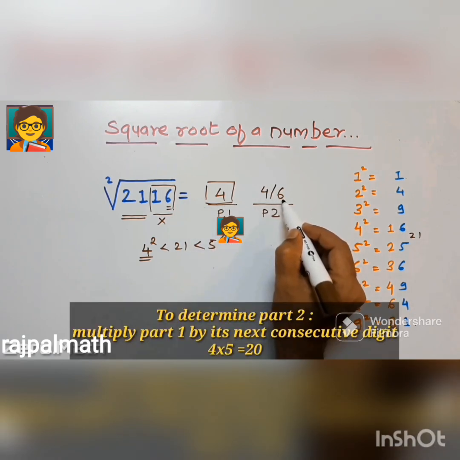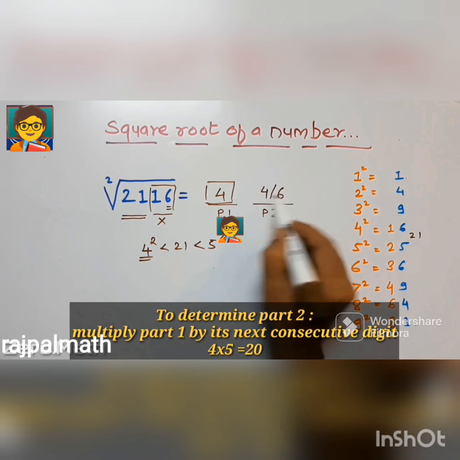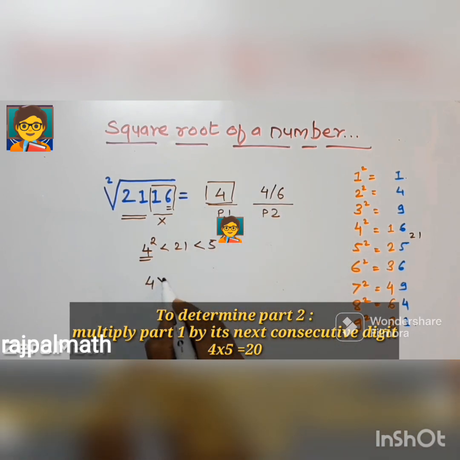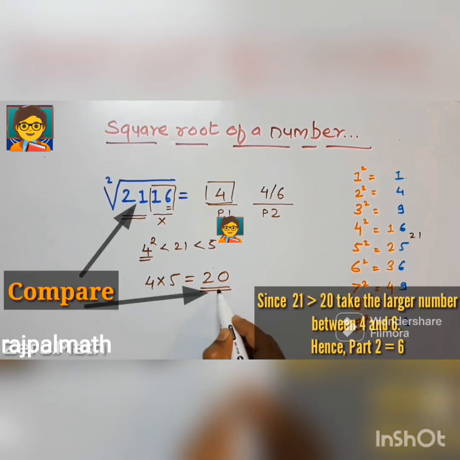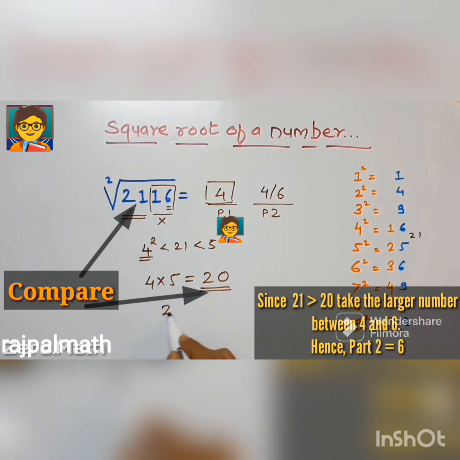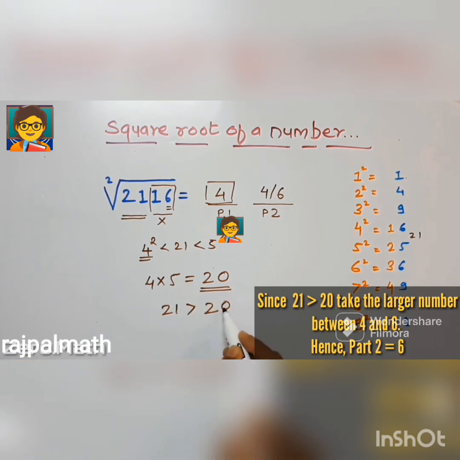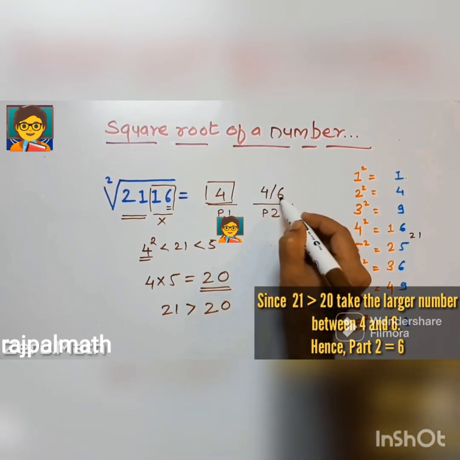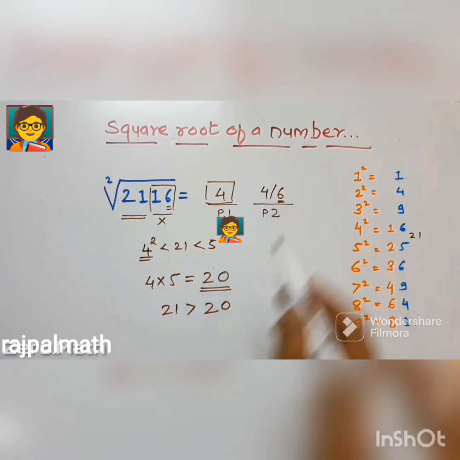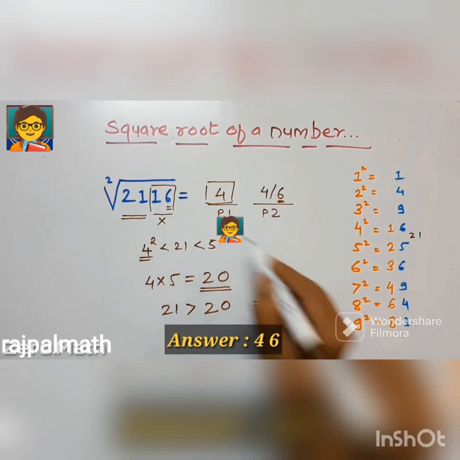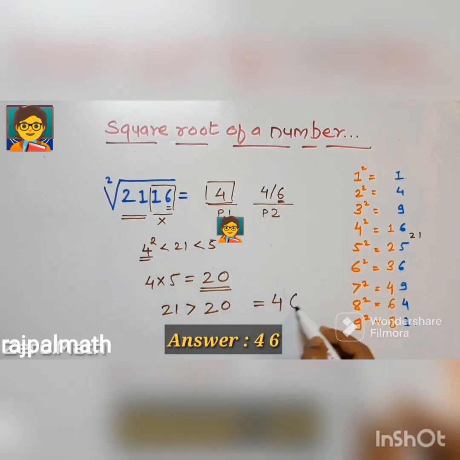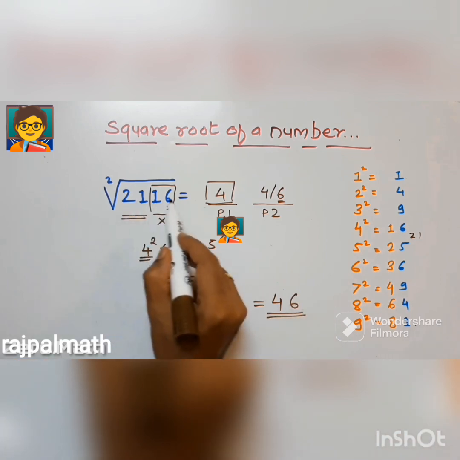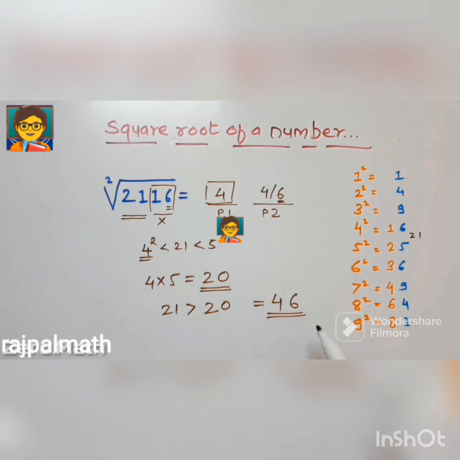Now to determine the second part, whether it is 4 or 6, I'll take this 4 and multiply it by the next consecutive digit of the 4, which is 5. So 4 into 5 is 20. Now we compare this 20 with this 21. So basically 21 is greater than 20. Since 21 is greater, you are always going to take the greater digit of these two, 4 and 6. So the greater number is 6. So my answer is 4 and the greater number 6. So the square root of 2116 is 46.